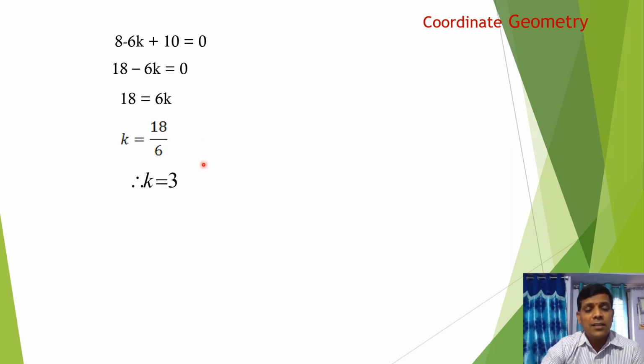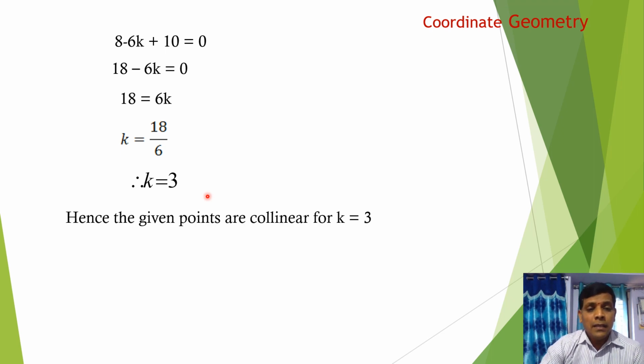Six threes are 18. Then the given points are collinear for the value of k equal to 3. If k equals 3, then the given points are collinear.